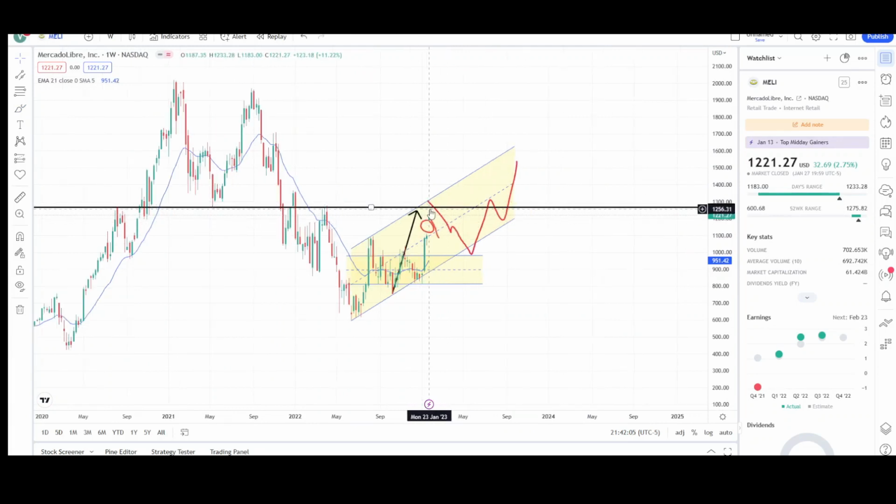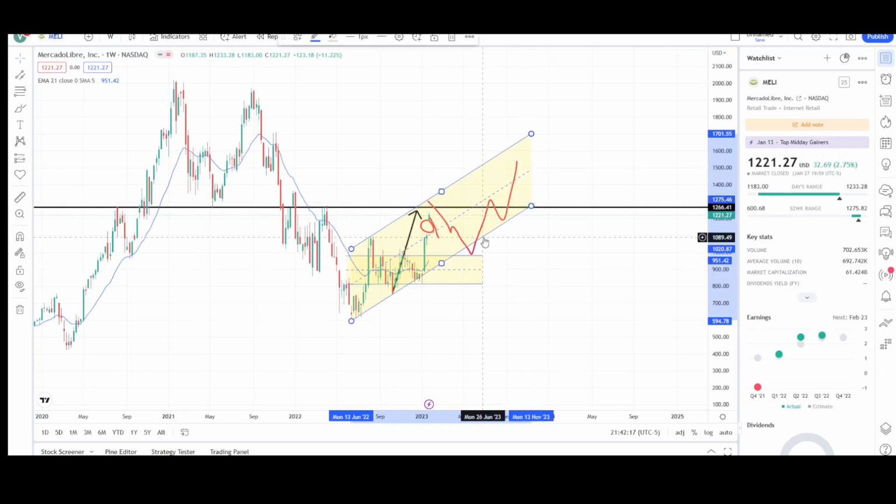We break this 1250 level, but very close, within a 100-point range. We should be seeing a pullback, fill in this gap, maybe retest this breakout, and possibly come back all the way to the opposite side of the channel. Then I'm expecting continuation to the upside. I need to see it break this 1250 level and hold.